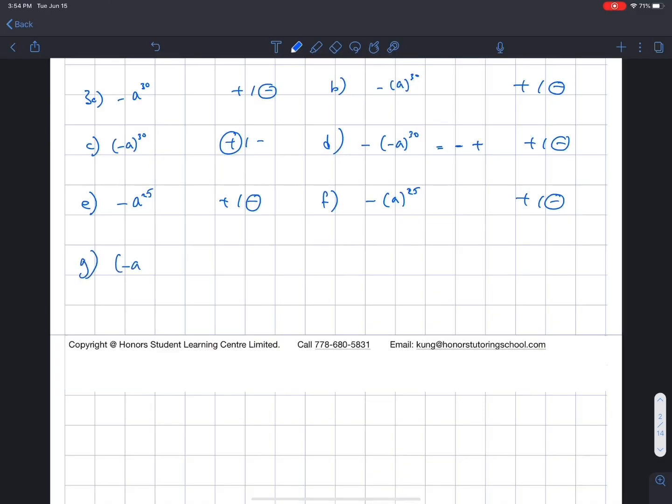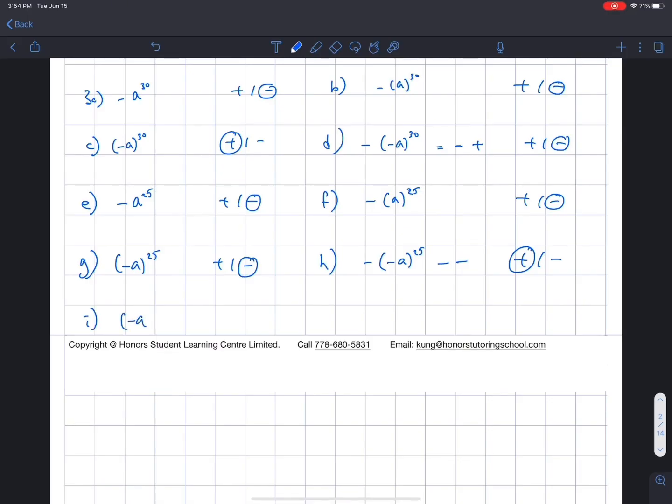G, (-a) raised to the power of 25. We have a negative base raised to an odd power. So the answer is negative. H, same idea, negative base raised to an odd power. This will give us a negative answer, but we still have a coefficient of a negative. So this time negative will be positive.